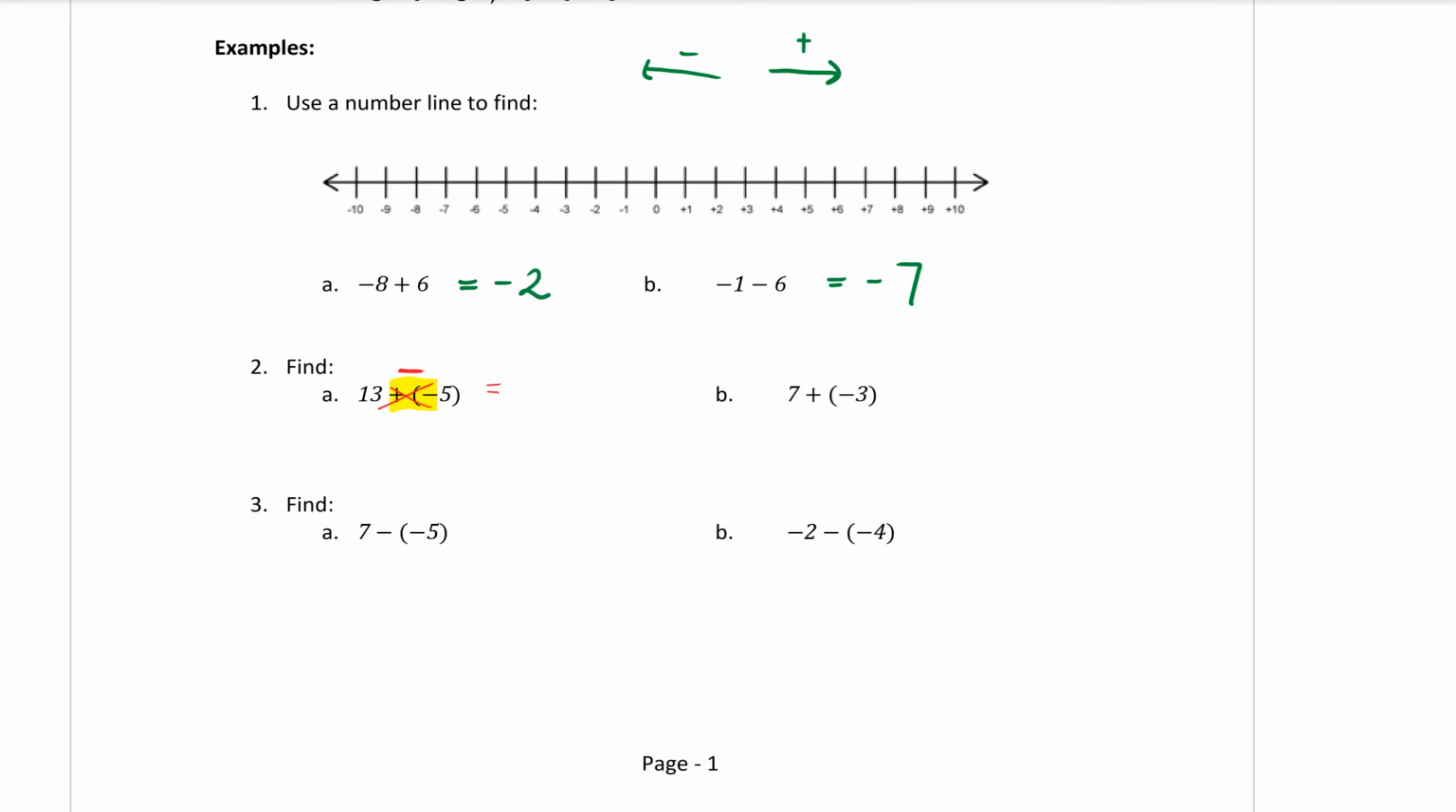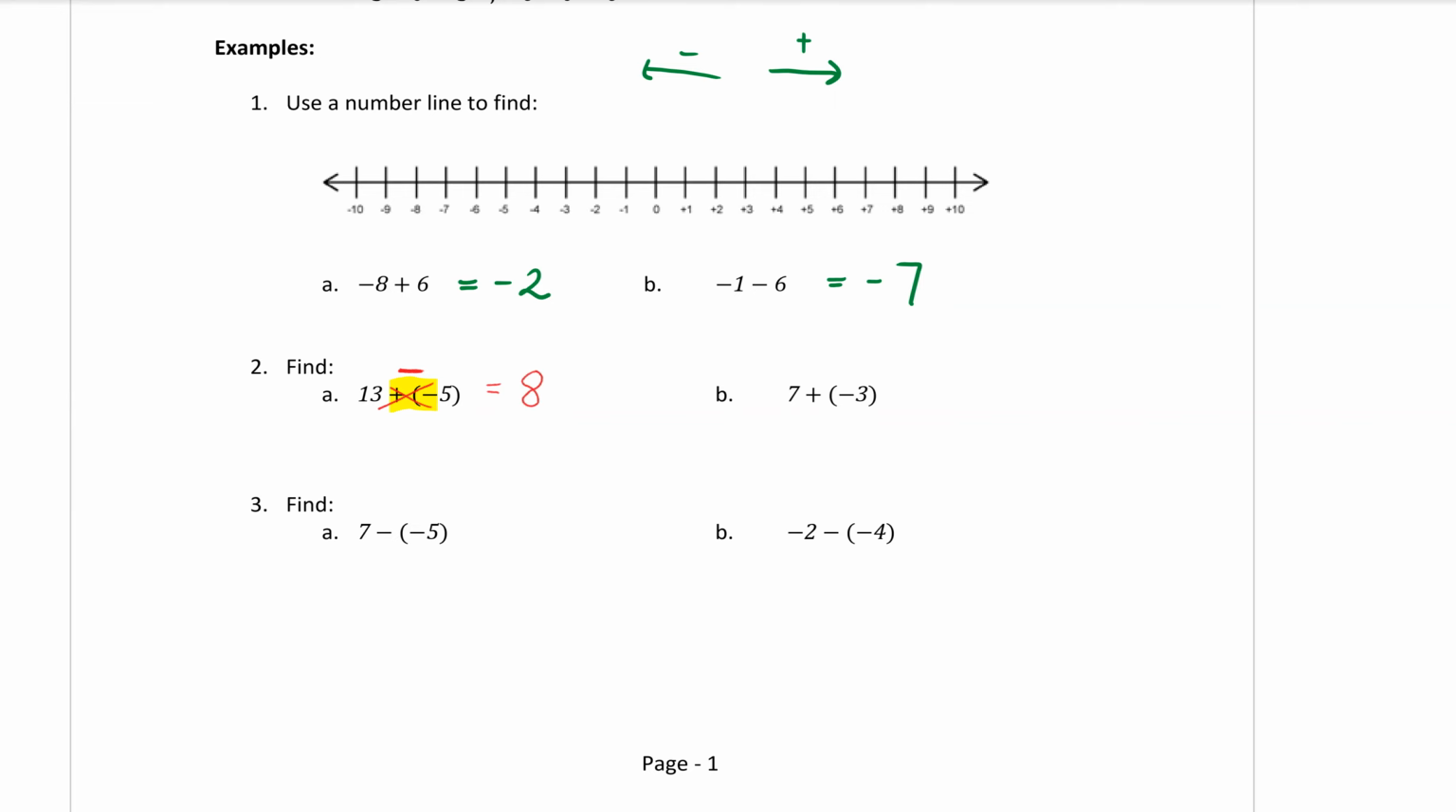My number line didn't quite... Oh, my pen stopped working. Sometimes when my screen... Let's see if that fixes it. No. Come on. There we go. We're back.